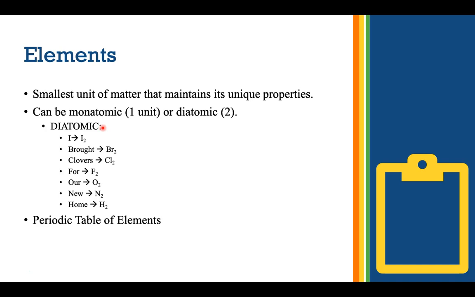Diatomic elements are naturally occurring in the universe in pairs of 2 atoms. They are from the periodic table of elements. So we have I2, Br2, Cl2, F2, O2, N2, H2. And there is a simple mnemonic device to remember your diatomic elements, which will be useful to you as you progress throughout this course: I brought clovers for our new home. Of course, the elements are all located on your periodic table of elements, and you should be somewhat familiar with them by now.